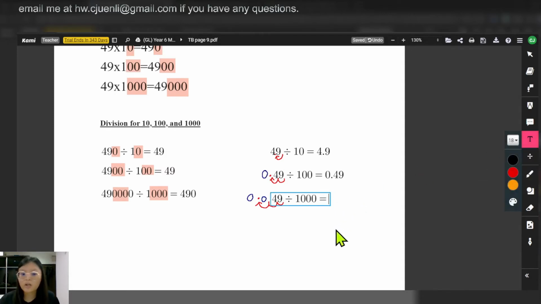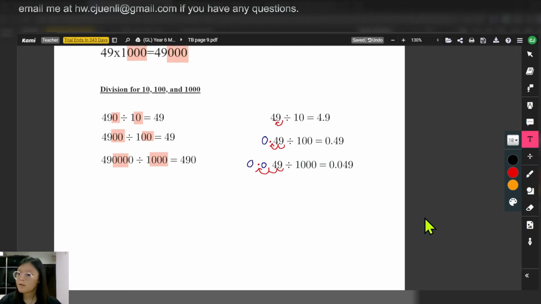So if on your exam paper or even your workbook, don't be afraid to use your pencil to write out your working like this as well. Okay, your marks won't be deducted for it as long as you show us how you do it and how you get your answers. It's basically like explaining in a way. So your answer will be 0.049.